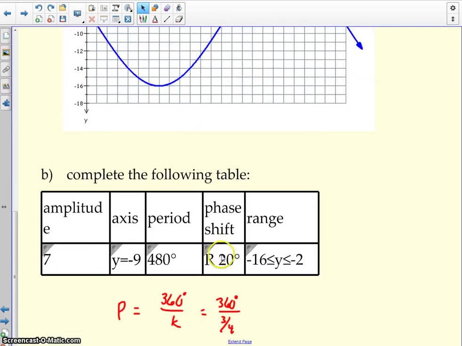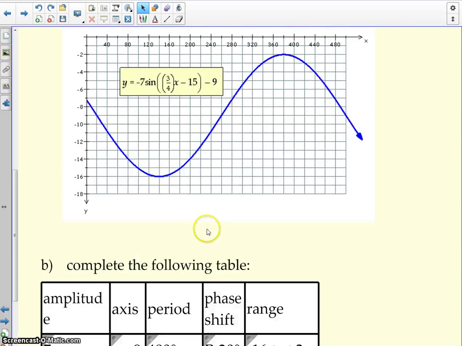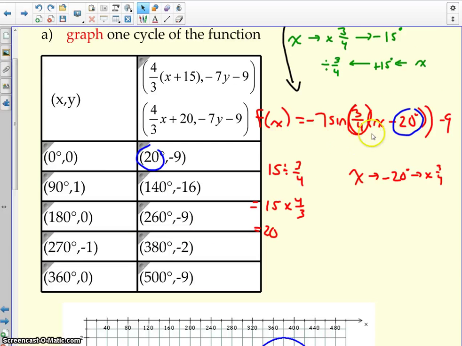We're going to talk more about the phase shift in an upcoming lesson and how to find it, but again, if you factor out the k value at this point, you'll get the phase shift directly from the equation.